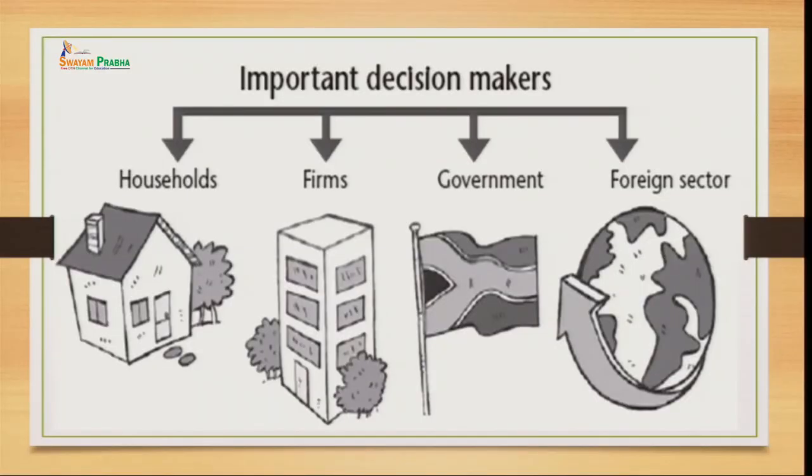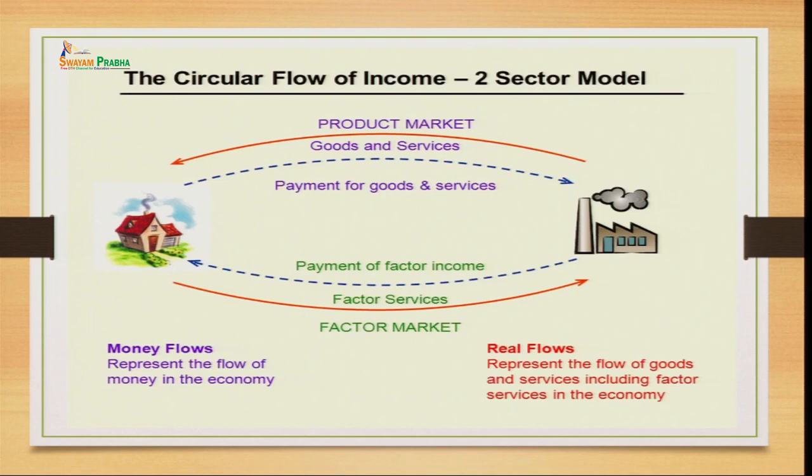And like I said, these are the four decision makers of our economy. On one hand, we have households, we have firms, then we have government, and we have the foreign sector. Because of globalization, we are continuously interacting with other economies also, right. So here we have the circular flow of income and activities in the two sector model. So let us have a look at how these two sectors are interacting.